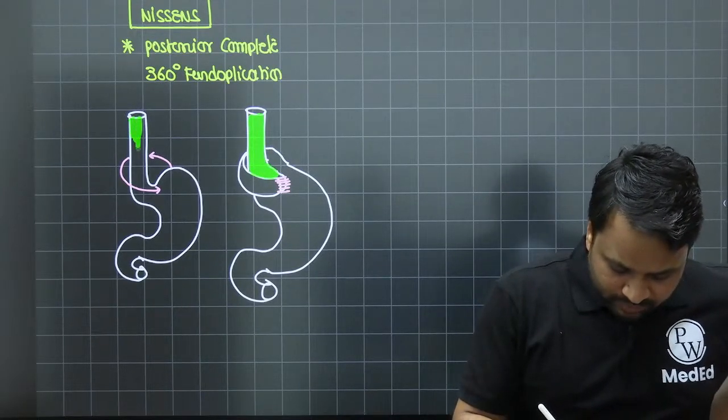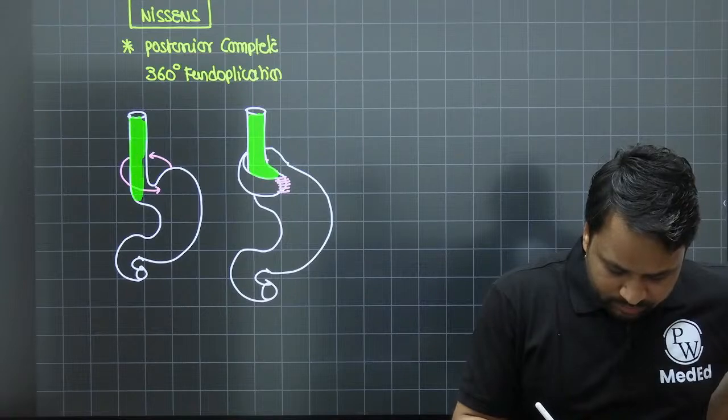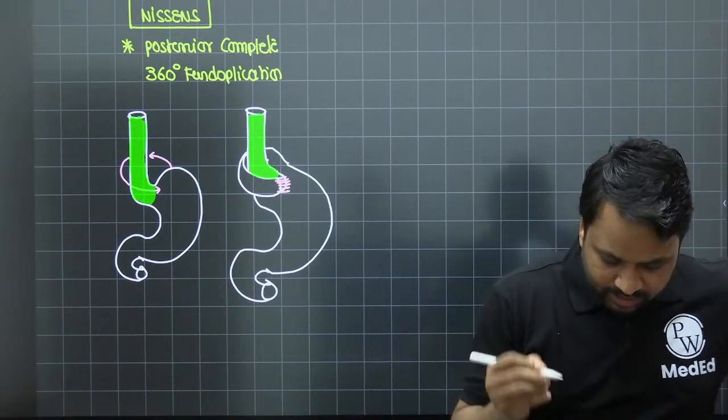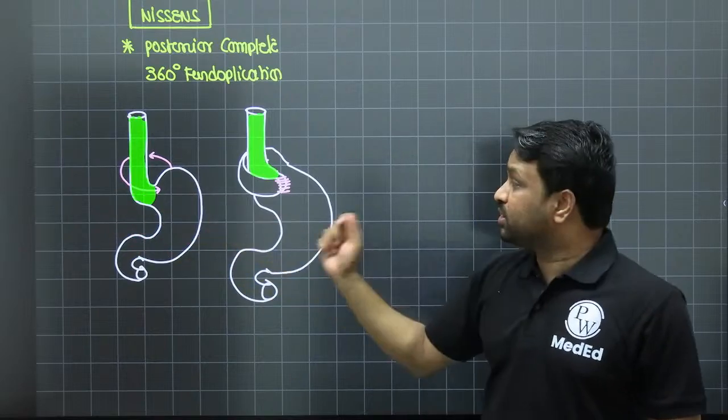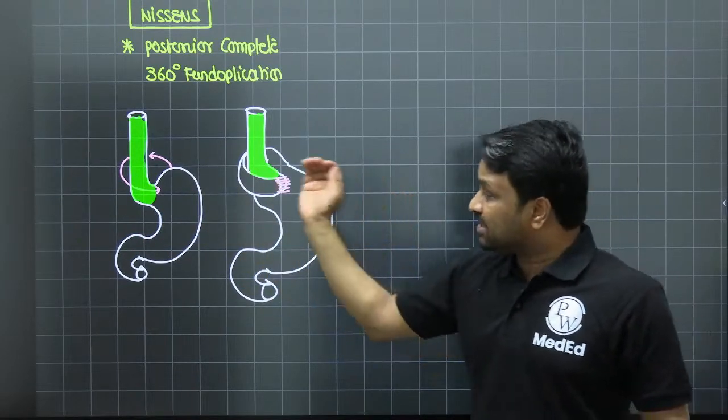So the whole objective is, this esophageal lumen which was here, it is getting lax, okay? ये ढीला हो रहा था, इसको जोर से जकड़ना था. To increase the tone, I have to do this. So I took the fundus and I wrapped it around it.